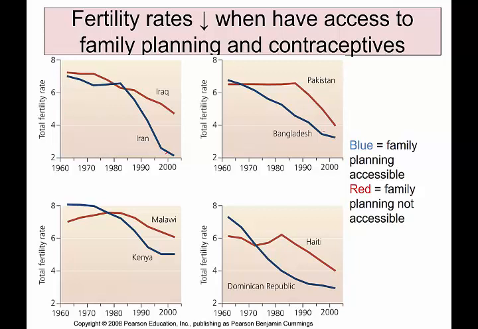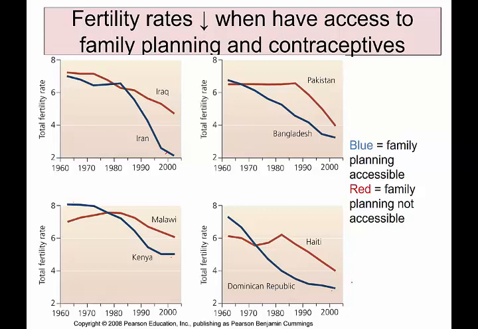Bangladesh had access to family planning, Pakistan did not. Again, big difference in total fertility rate. Kenya had access to family planning. Even though they started out higher than Malawi, they ended up much below Malawi in total fertility rate. The Dominican Republic had access to family planning. Haiti did not. And again, you see that difference.